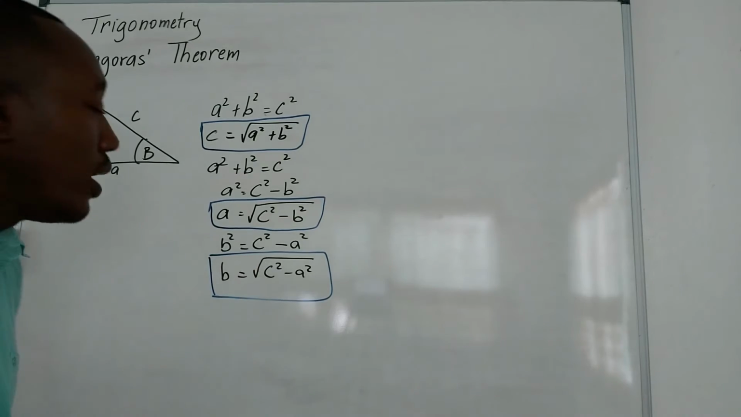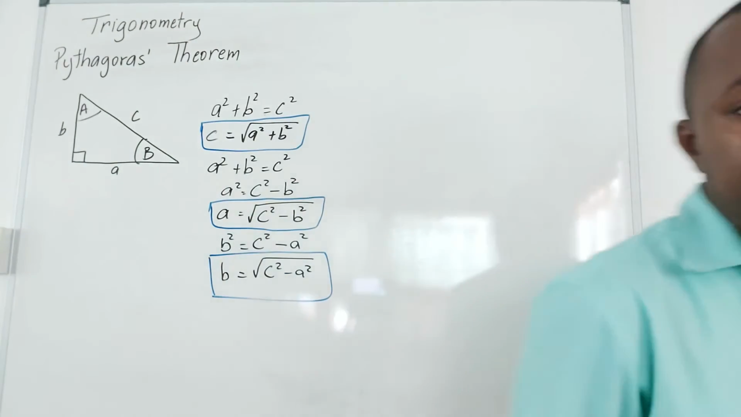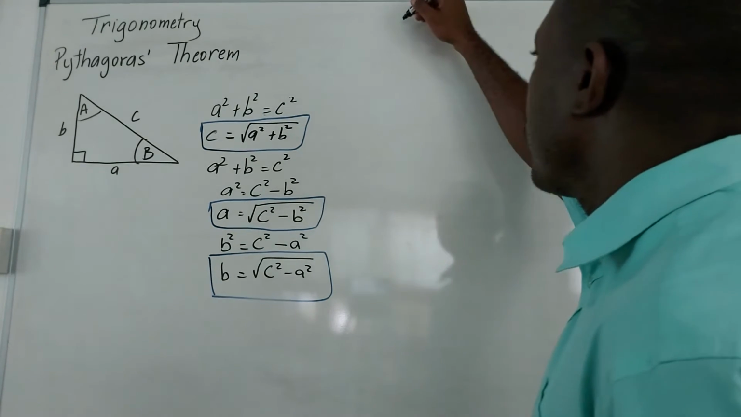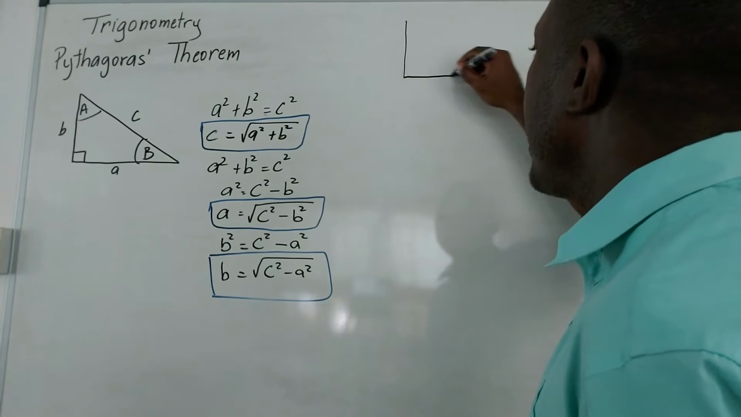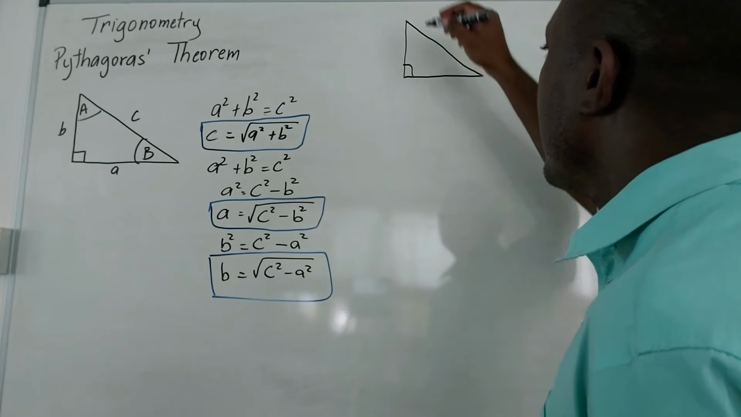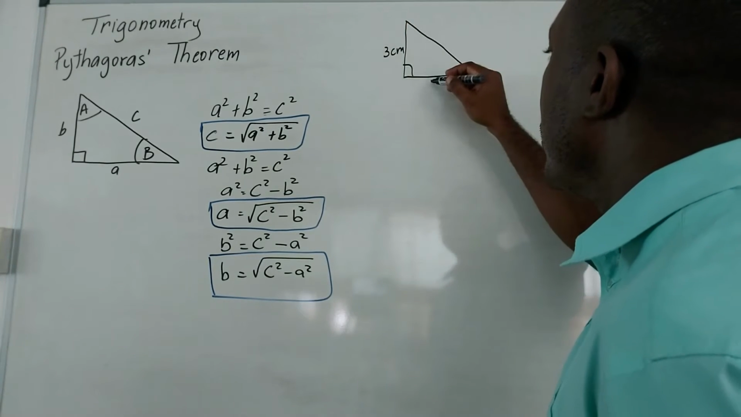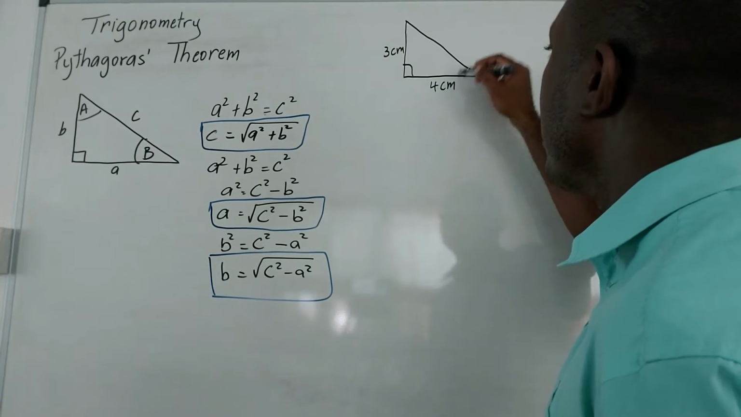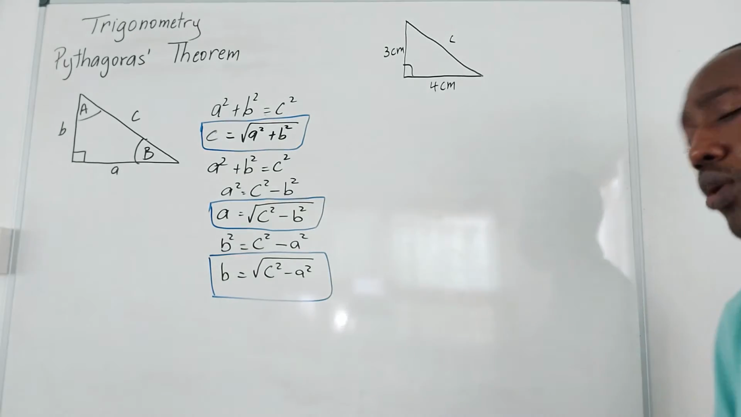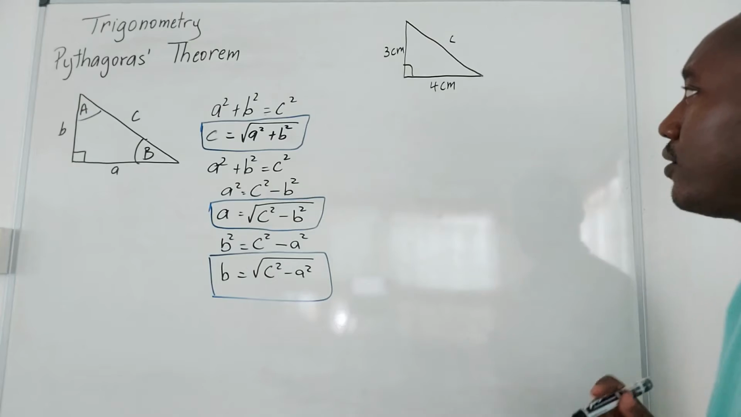So let's do an example. Let's start by finding the length of the hypotenuse. So if we're given a triangle, 3 cm, 4 cm, and we want to find the length of the hypotenuse. How do we go about doing that? Again, we apply Pythagoras' theorem.